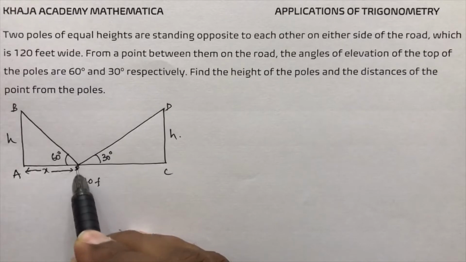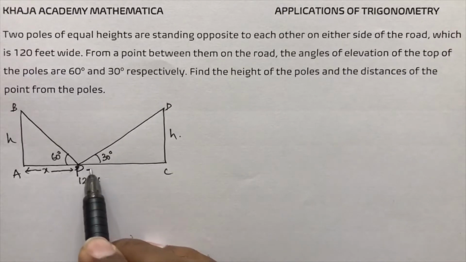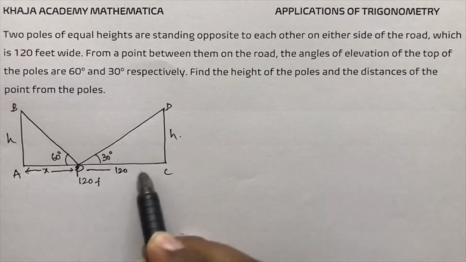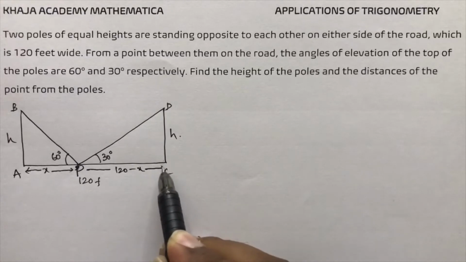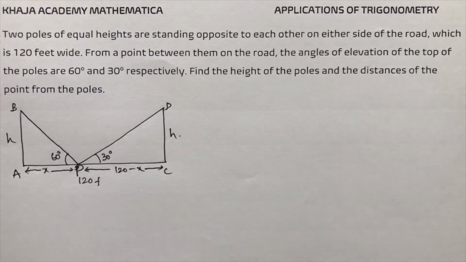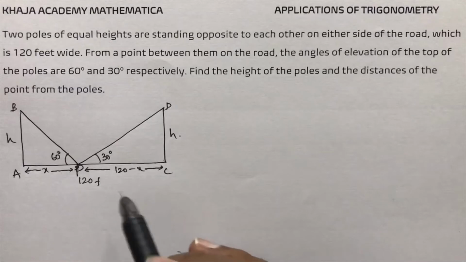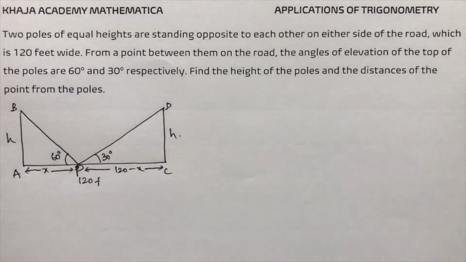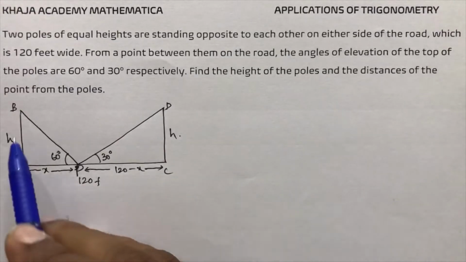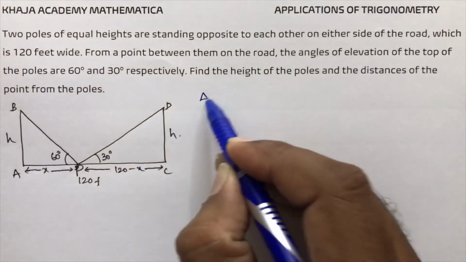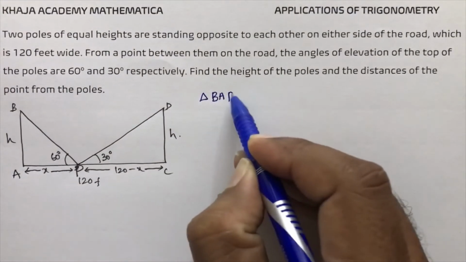Okay, this is P. This PC will be 120 minus x, 120 minus x. Now take the two triangles and try to calculate it. So first take triangle BAP.